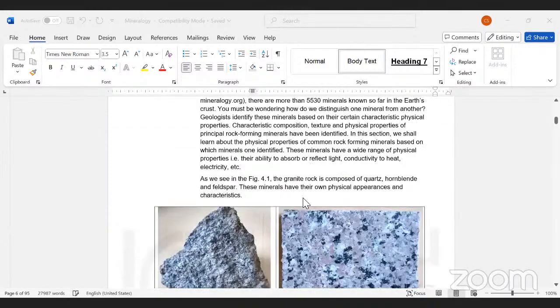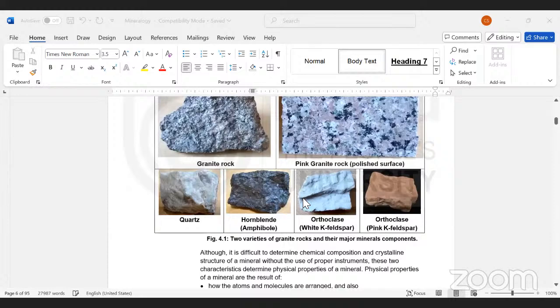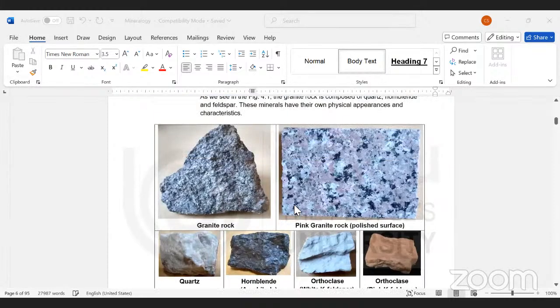Physical properties of minerals now we are going to see. You see here different types of colors. It is a granite rock. This is a granitic terrain rock, and the second one is pink granite. After cutting, this is the sample. You see it in the laboratory also.